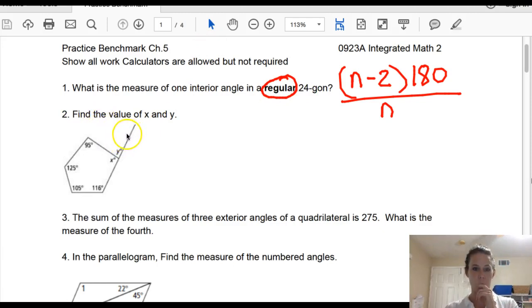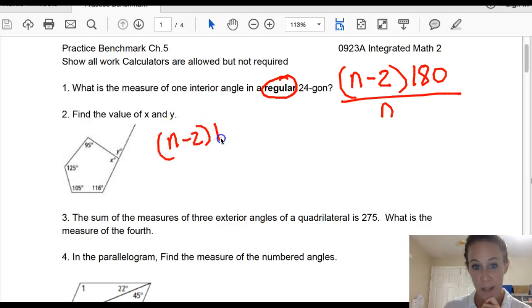Find the value of x and y. Now, if you look at this polygon, you can tell it's not regular. Look, there are different measures for each angle. I can still find the sum of the interior angles of any polygon. I just can't find one angle using this method because it's not regular. So let's go ahead and go (n minus 2) times 180. That will give me the sum. And I see I have 1, 2, 3, 4, 5 angles, or 5 sides. So I'm going to go 5 minus 2 times 180 here.